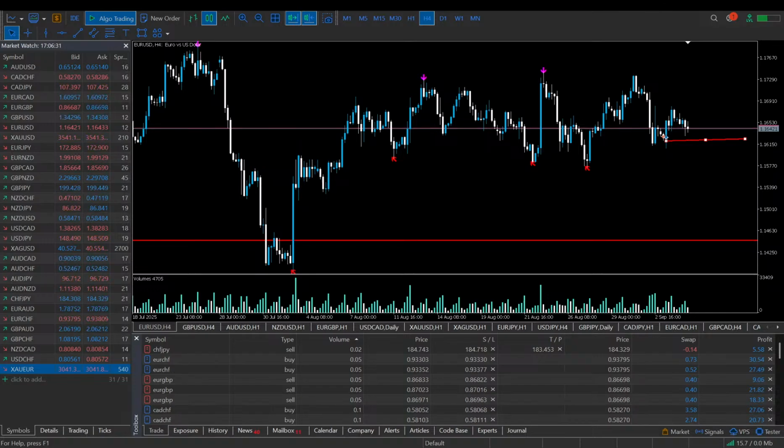Sure, you can. Yeah, the 4-hour can be handy as well to let it close below, but yes, a daily would be alright as well. Yeah, 1636, yes.